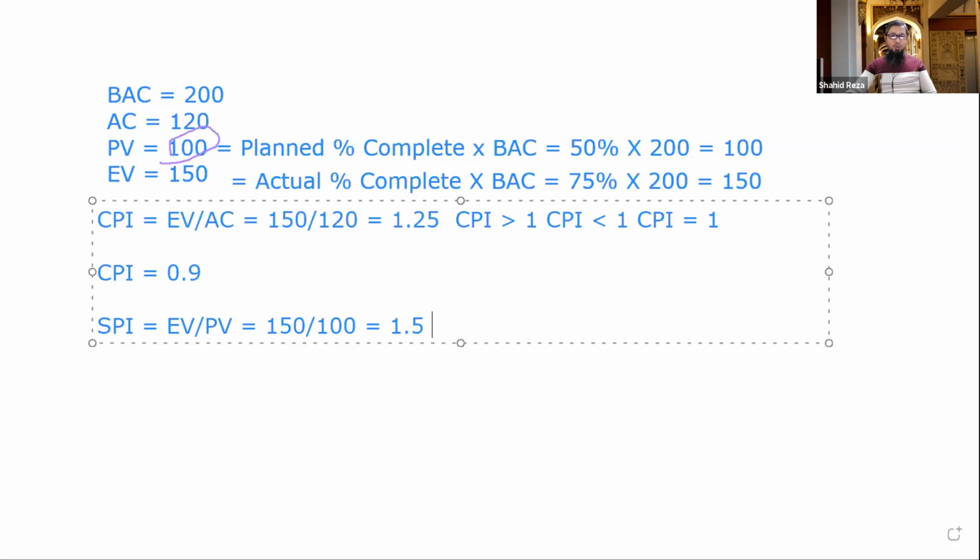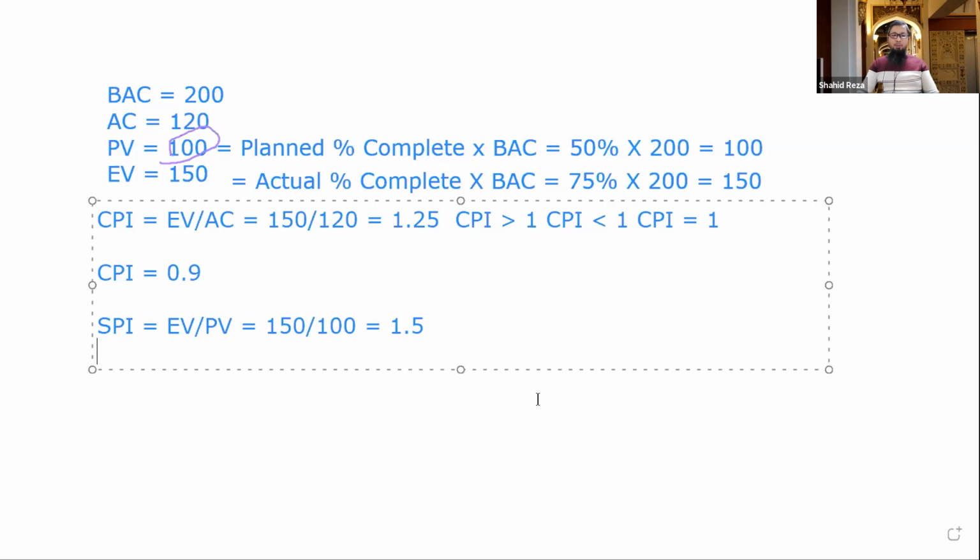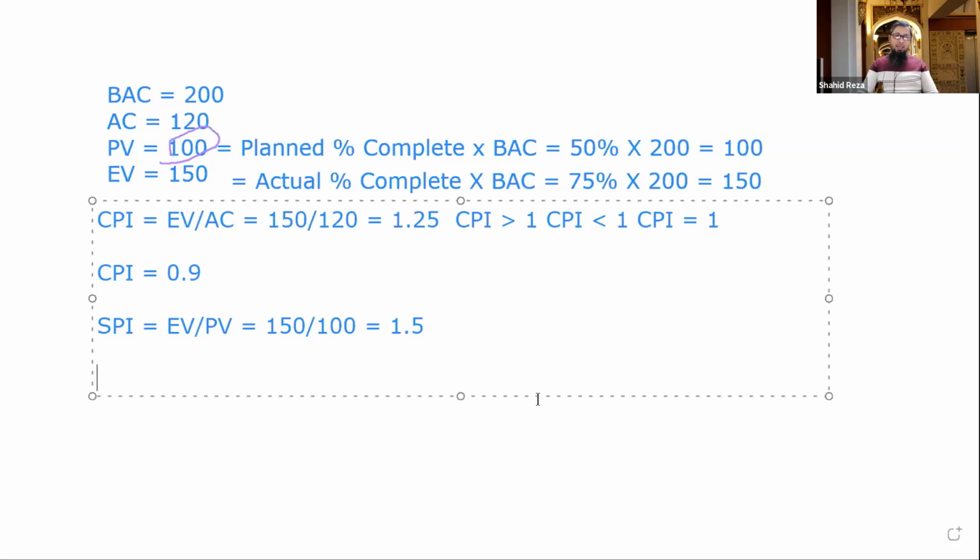All right. So if SPI is greater than 1, that means we are well ahead of our schedule. If SPI is less than 1, that means we are behind schedule. And if SPI is 1, that means we are as per our plan. So this is the interpretation of CPI and SPI. It can happen in a project at a data date or a status date.